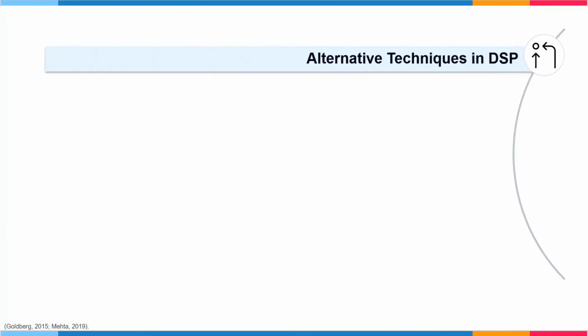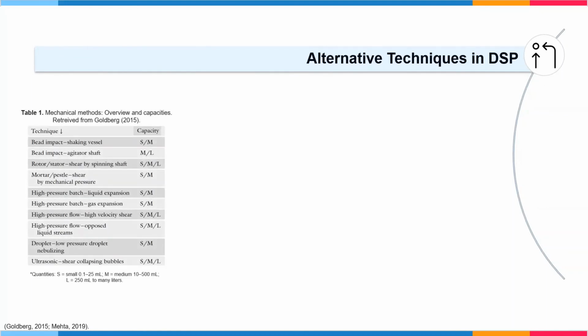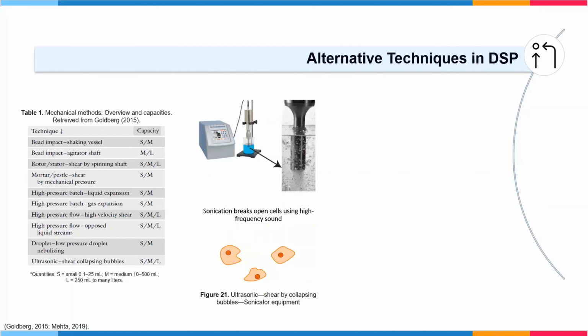There are many other alternative techniques to perform cell lysis, but at the large-scale level, the number of choices is clearly reduced. One option could be ultrasonic shear by collapsing bubbles. Here, the use of sound waves in fluids is used to disrupt cells.